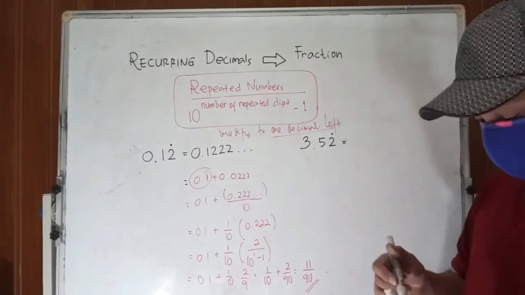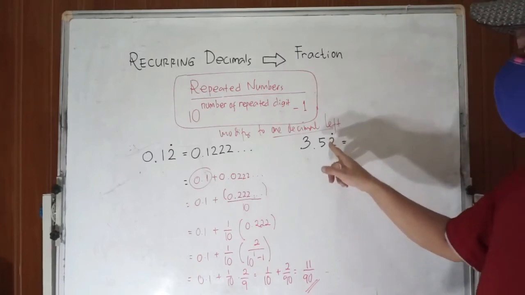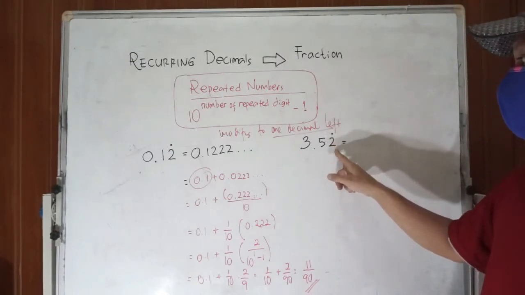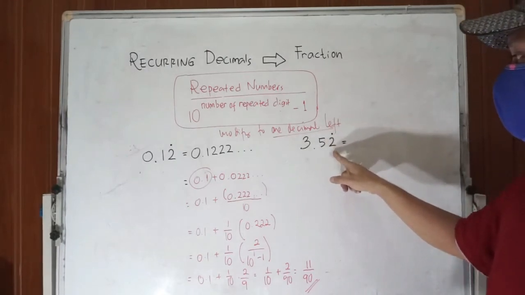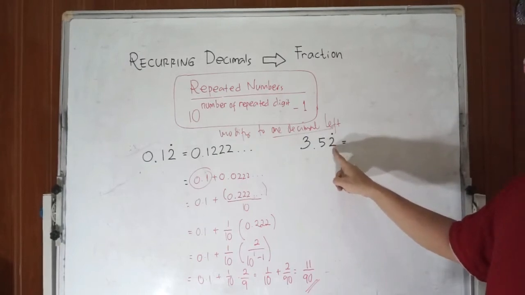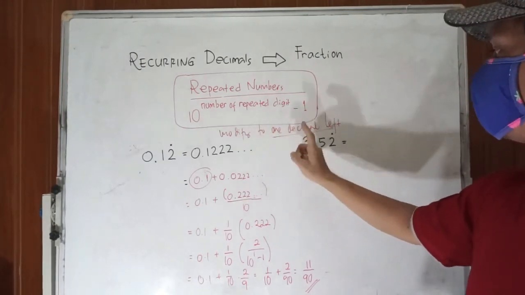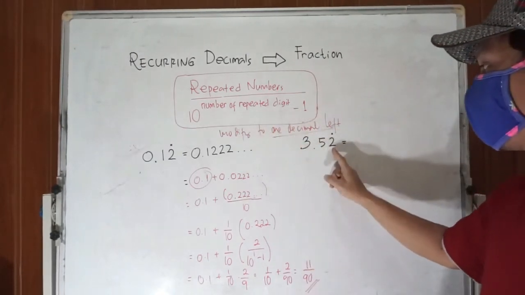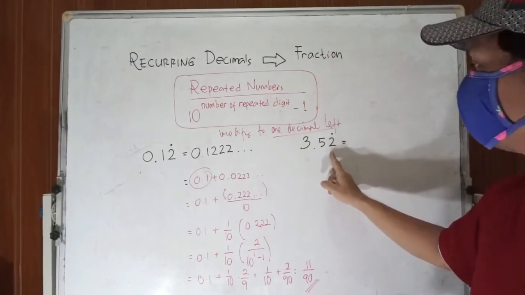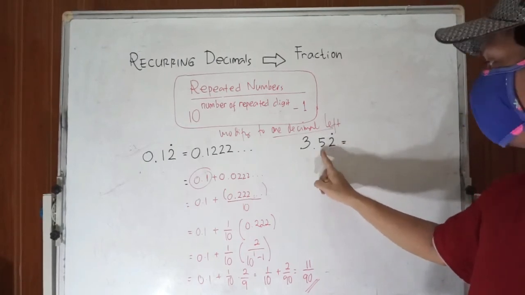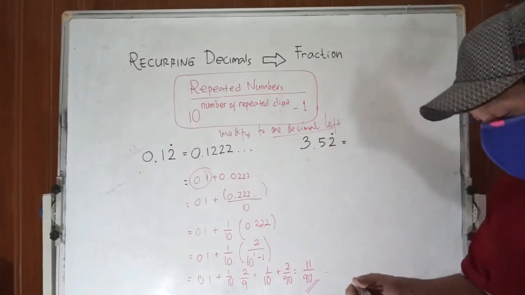Okay, next. Go to the next example. So what about this one? So the recurring decimals lie on the second decimal place. But the key is modify the recurring decimals to one decimal left. But the problem is the recurring decimal lies on the second decimal place. The first decimal, the second decimal. Okay? So you have to modify the numbers.